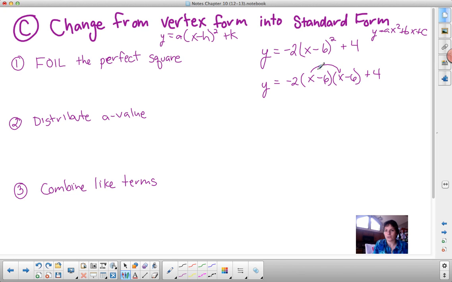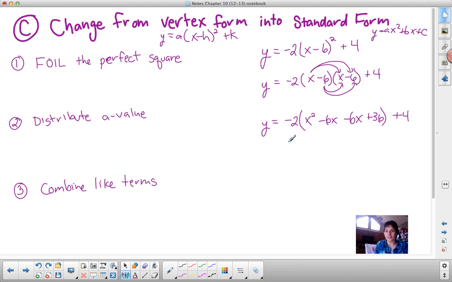First, outer, inner, last. Everything that wasn't one of those multiplications tags along. So we end up with -2 times x squared minus 6x minus 6x plus 36. Close your parentheses. And then add 4.